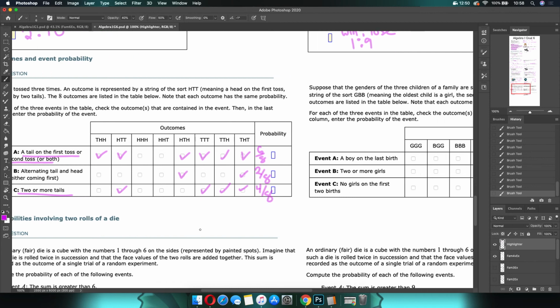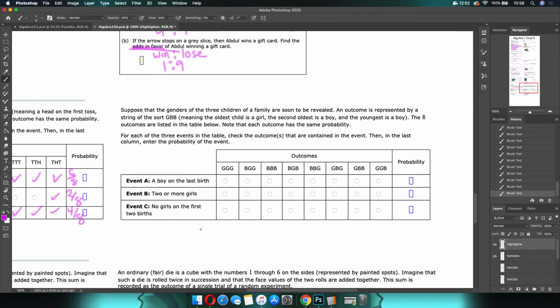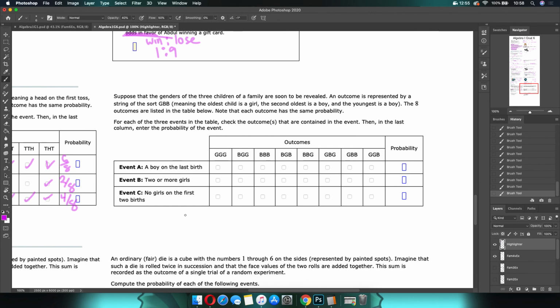All right. Next up, suppose that 3 children are soon to be revealed, and we're looking at gender. So a boy in the last birth. Boy in the last, boy in the last, boy in the last, boy in the last, boy in the last. So we have 4 out of 8 probabilities.